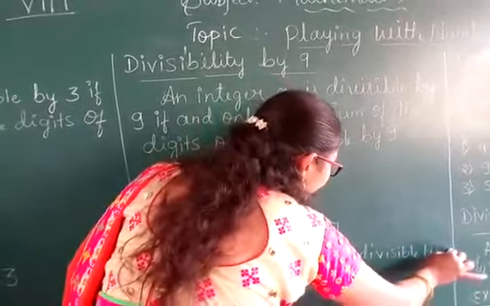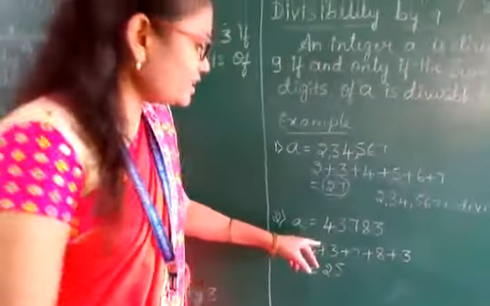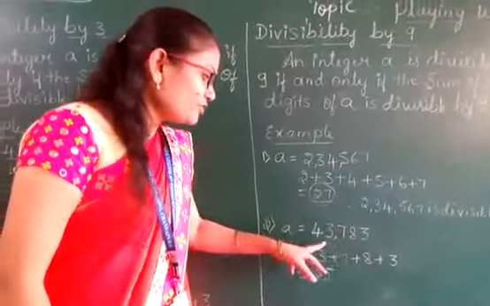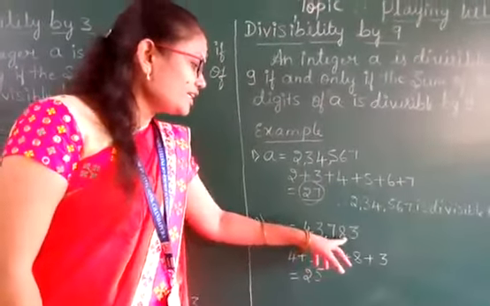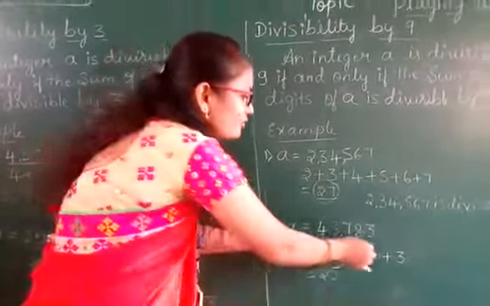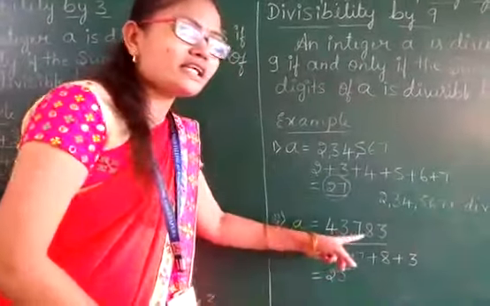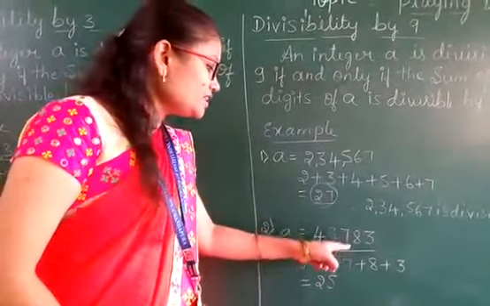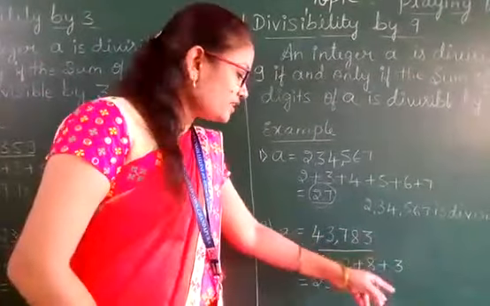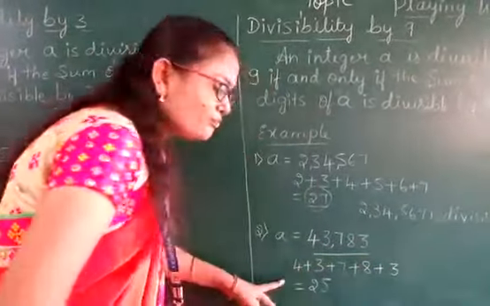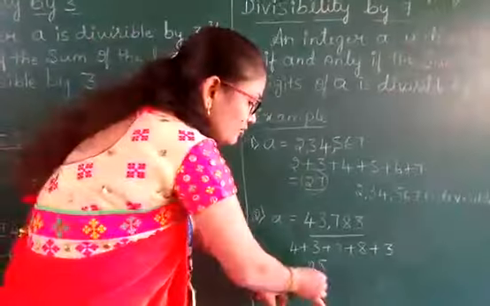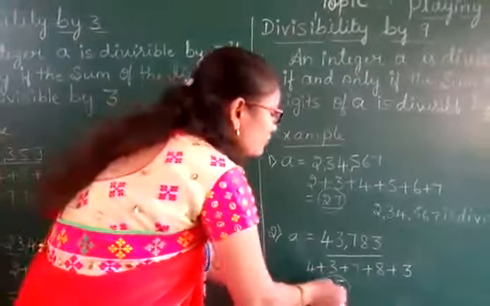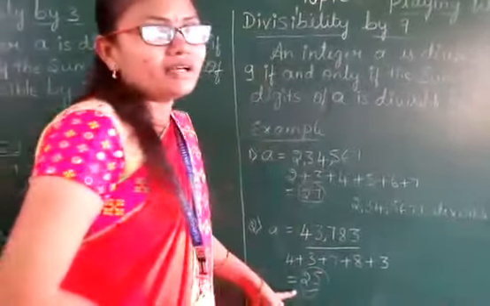In the same way, I have taken one more example. You can see here 43,783. In the same manner, first what do we have to do? We have to add the digits of the number: 4 plus 3 plus 7 plus 8 plus 3. After adding, what sum did we get? We got 25.